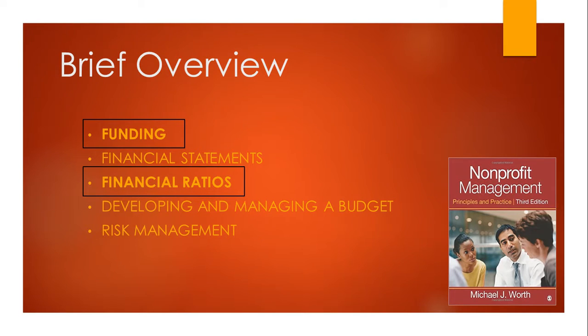In our books, Chapter 14 breaks financial management down into these main components: funding, financial statements, financial ratios, developing and managing a budget, and risk management. For the purpose of this video and the time restraint, I'm mainly going to be touching upon funding and financial ratios, especially because this is what my article is discussing the most.